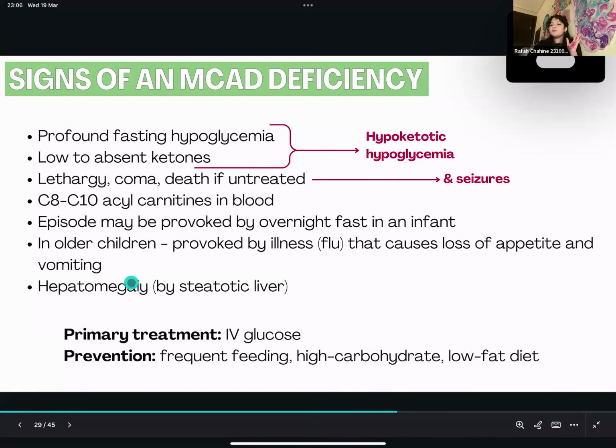The primary treatment of this disease is IV glucose, and to prevent any episodes of MCAD deficiency, you have to have frequent feeding because you don't want them to crave energy from their body so they don't go into this entire crisis. Very high carbohydrate and low fat diet because obviously they can't digest many fats. Okay, so now, before we move on, is MCAD deficiency clear?